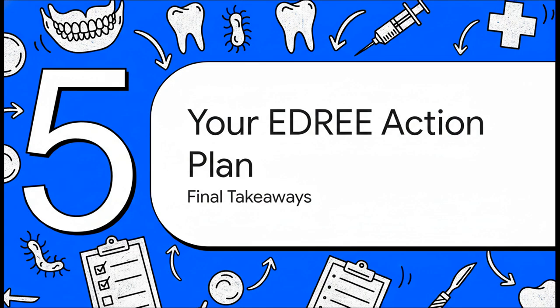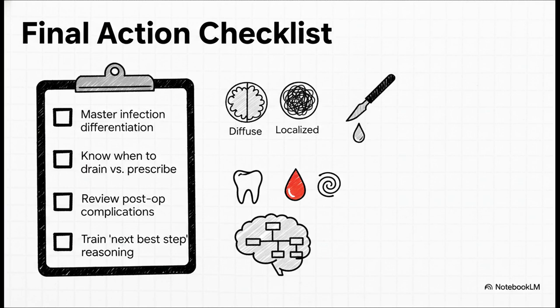We're going to wrap everything up into a simple, clear action plan you can take with you as you keep studying. Here is your checklist for oral surgery on the EDRA. First, master the difference between cellulitis and an abscess. Second, know that golden rule. If there's pus, you drain it. Third, be rock solid on managing common post-op complications. And finally, train your brain to constantly ask, what is the next best step? That thinking process is the key to passing this section.